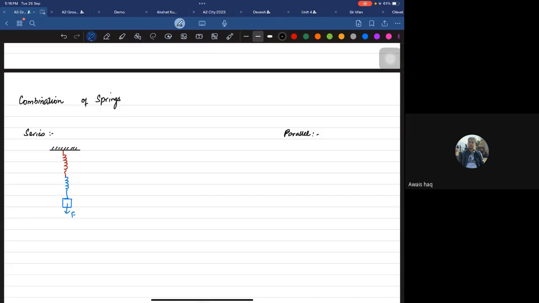Parallel would mean that you have springs side by side taking up the load at the same time. So you have one spring like this, and you have another spring like that. And for this one, we are going to pull them together with the force F like that.